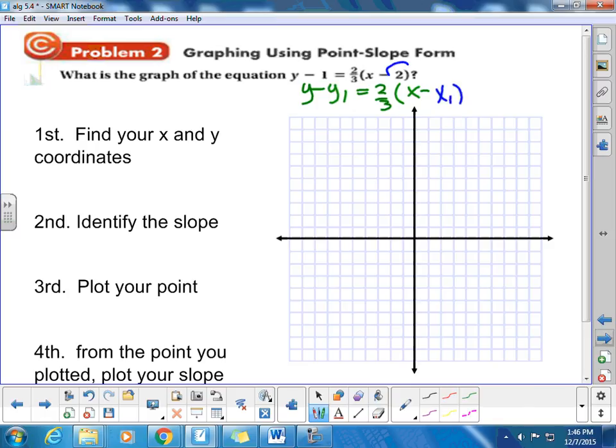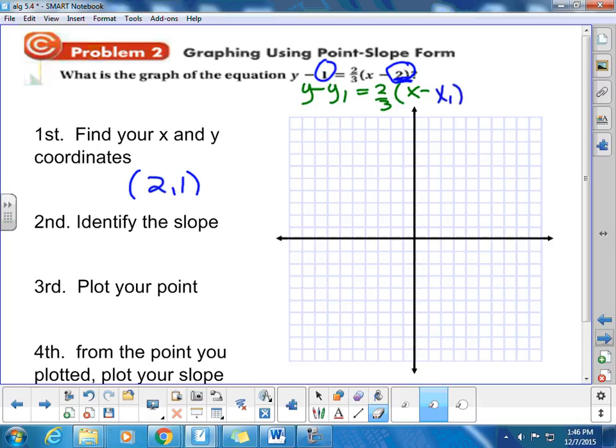So that means this has to be our x, and this has to be our y. So y minus y1, I'm going to fill this in. What's our x? Our x is back here, 2. What's our y? Y minus our y, which is 1. So I know my first point is (2, 1). I know that point is on my line.